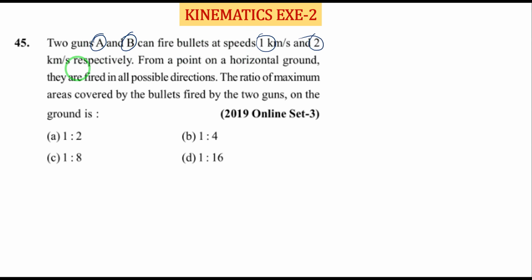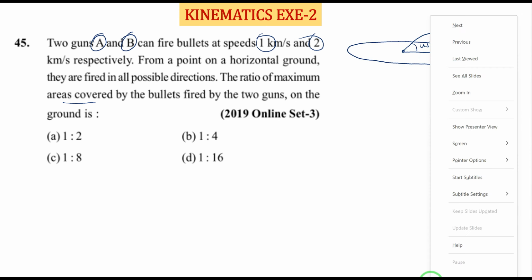In question number 45, two guns A and B can fire with the speed of 1 km per second and 2 km per second in all possible directions on a horizontal ground. The ratio of the maximum area covered by the bullets of the two guns. Now see, the gun can fire in all possible directions. So the maximum area will be obtained when the range is maximum, which occurs at 45 degrees, and this range will become the radius and this will become the area.